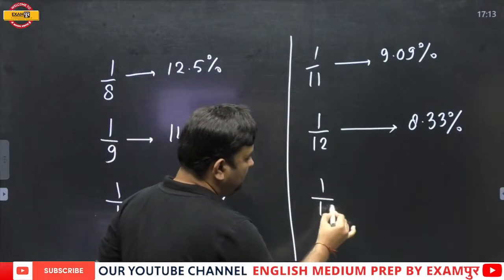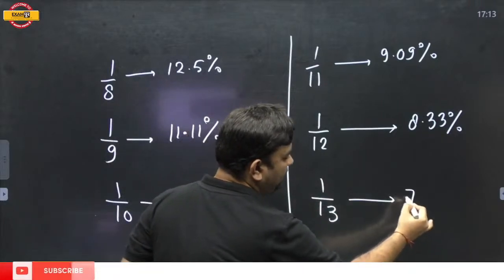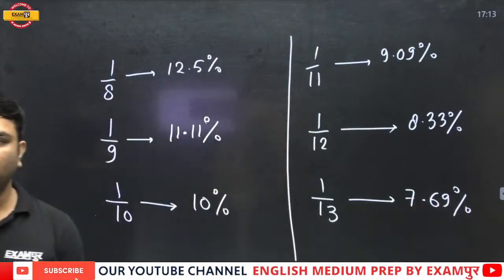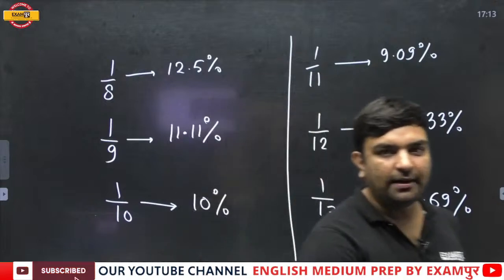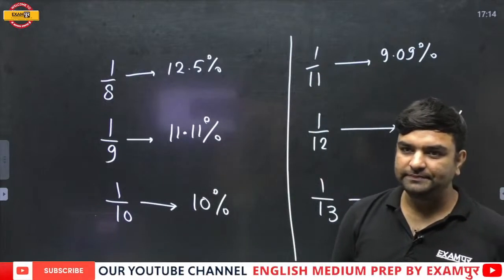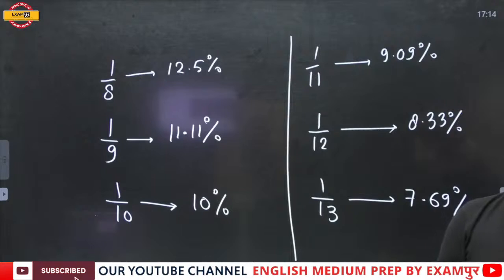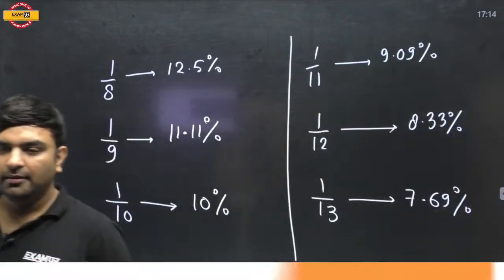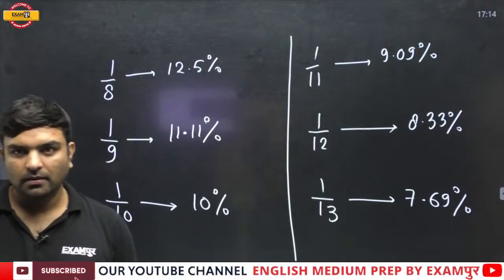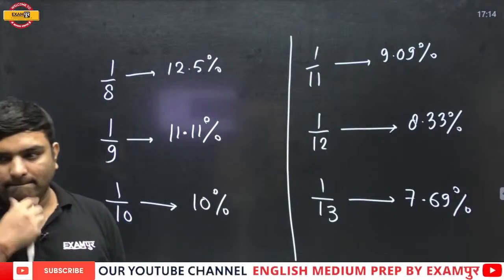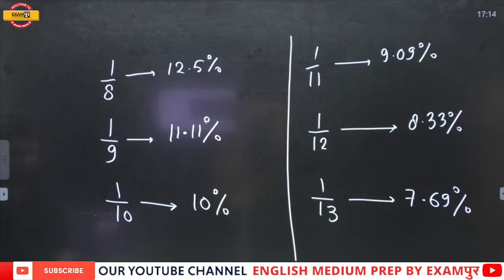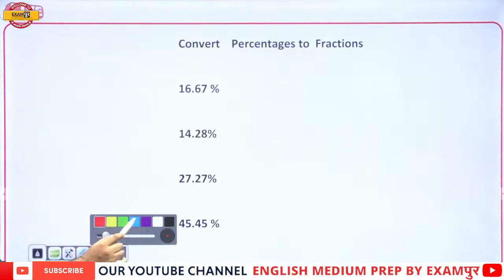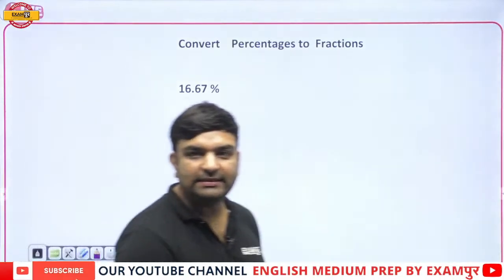1 by 13 is 7.69%. As of now, only these are required, not more than this. Okay. Now, let's see the derivations. Let's see their importance.